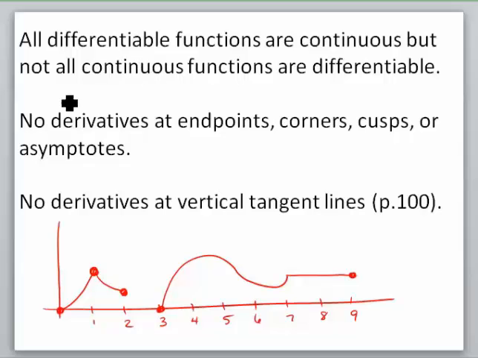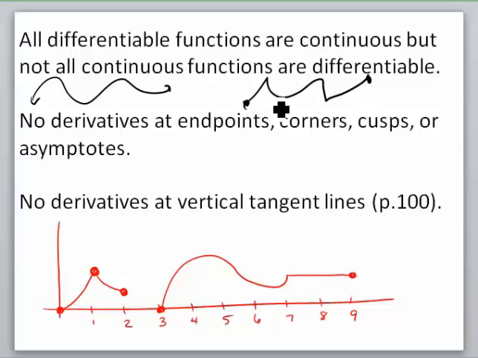If I create a function that has no endpoints, it has no cusp, this is a cusp, it has no corners like an absolute value would, and it has no asymptotes, this is considered differentiable. So this differentiable function, you can see, is continuous everywhere. But I could make a continuous function that is not differentiable everywhere.